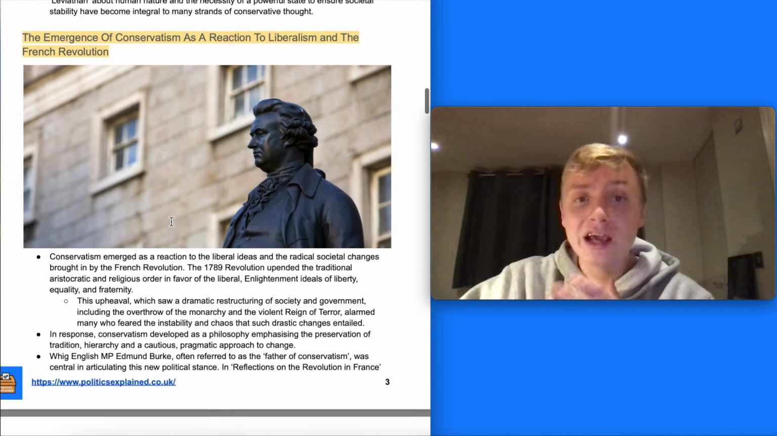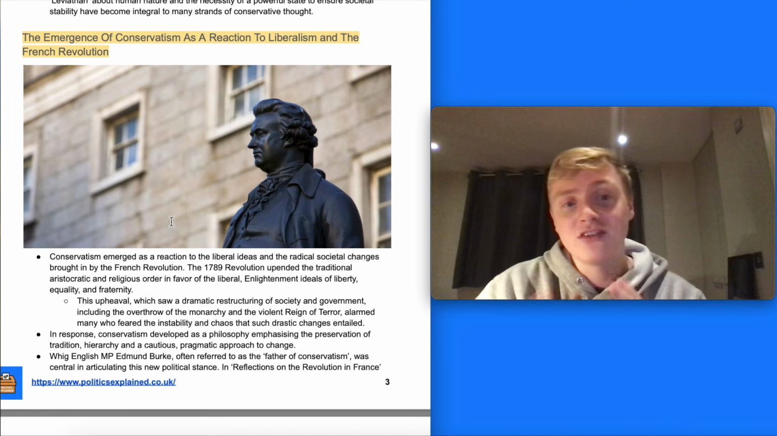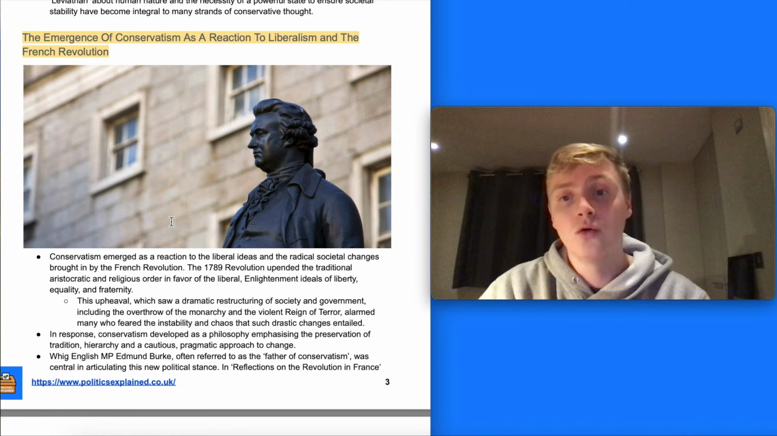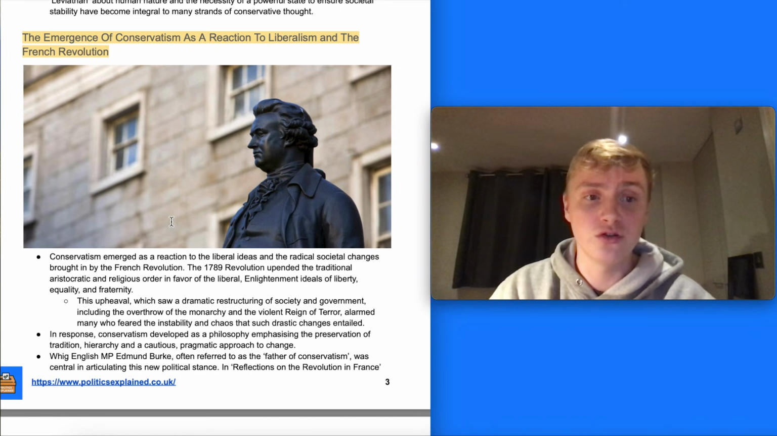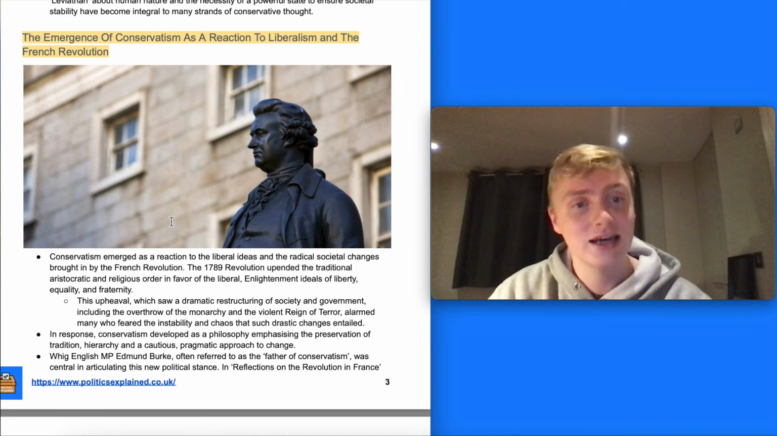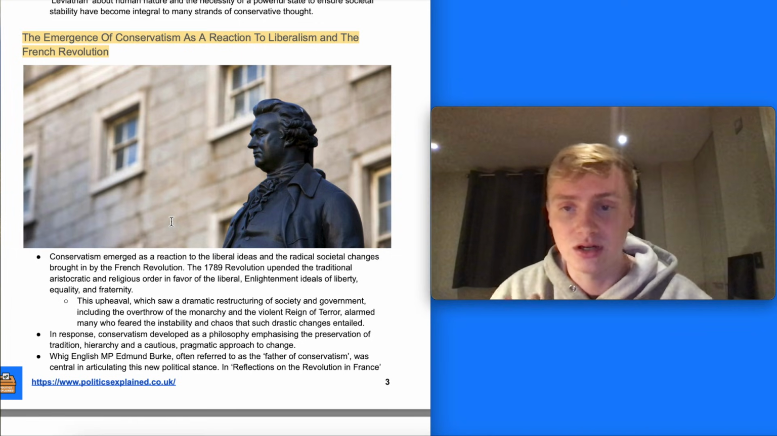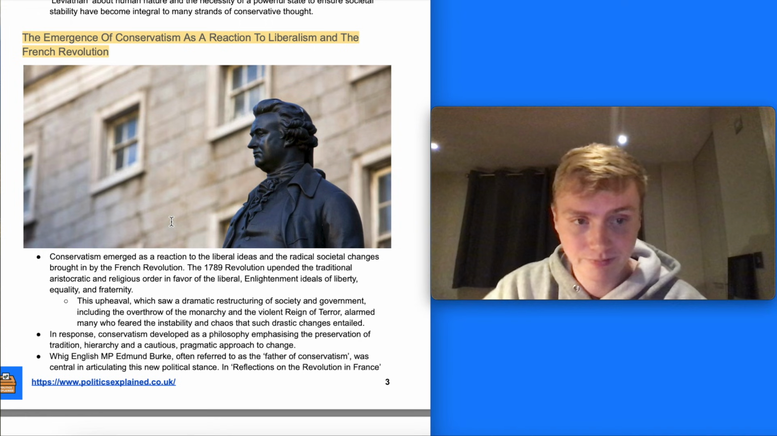Now we'll look at the real emergence of conservatism, and this was especially with Edmund Burke in relation to the French Revolution. So what you see is in 1789, the French Revolution upends French society, including its traditional aristocratic, religious order. And it does so in the name of the Enlightenment and these liberal values of liberty, equality, and fraternity.